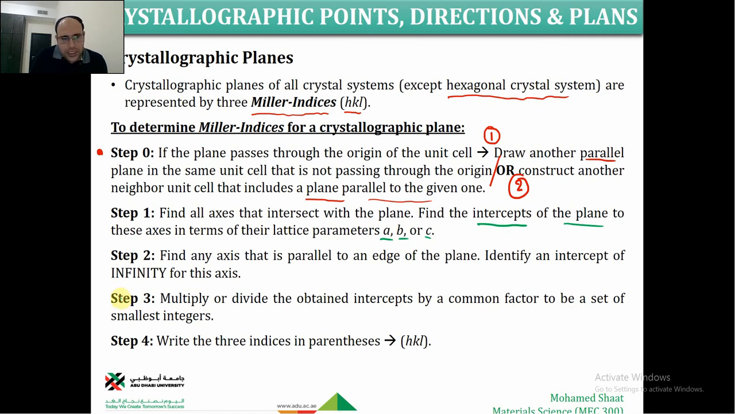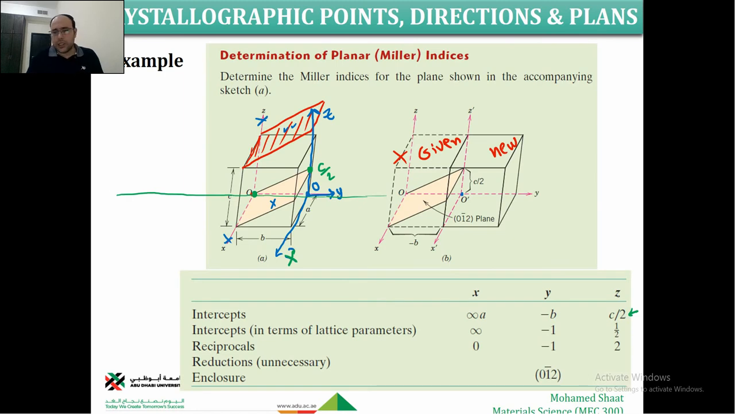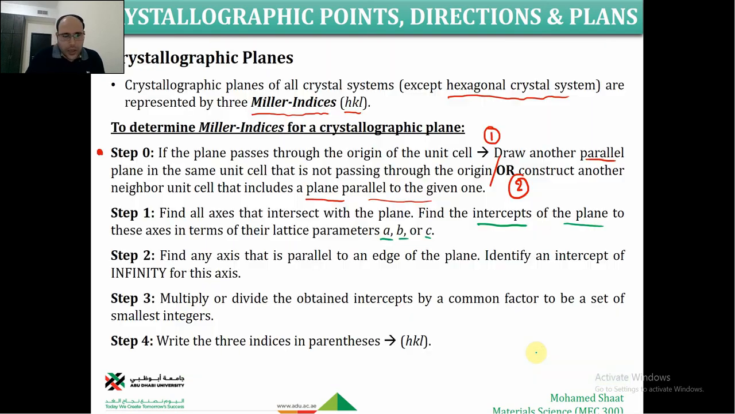But before this step, there is another step: we have to apply the reciprocal over these intercepts. What is the reciprocal for? To get rid of this infinity. To get rid of it, you're going to apply the reciprocals of all of these values. And this is another step that should be squeezed between the first two steps and the third step.